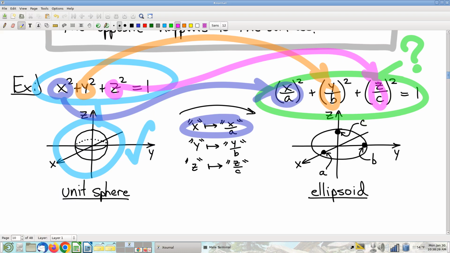And what's the opposite of dividing? Well, multiplying, right? And so we would expect that this replacement, replacing all the x's with x over a's, is going to stretch in the x direction by a factor of a. And the y substitution here is going to stretch in the y direction by a factor of b, and the z replacement is going to stretch in the z direction by a factor of c. And that gives us what we call an ellipsoid. In the same sense that when you stretch out a circle, you get an ellipse. When you stretch out a sphere, you get an ellipsoid.